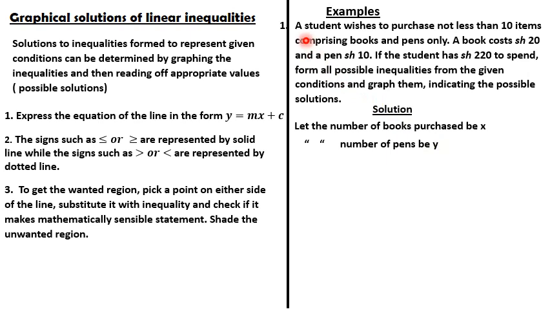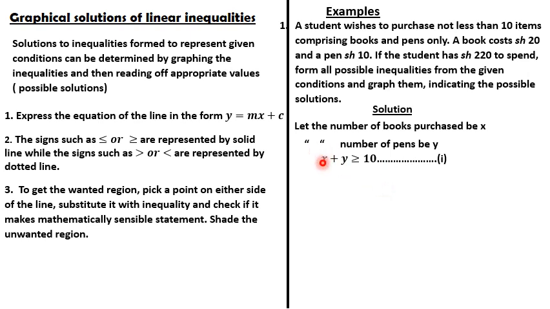Reading again the statement given, a student wishes to purchase not less than 10 items. This means that the total number of items should not be less than 10, and therefore it should be 10 or more. That means the number of books plus the number of pens purchased must be greater than or equal to 10, and therefore that is the first inequality that we can make.